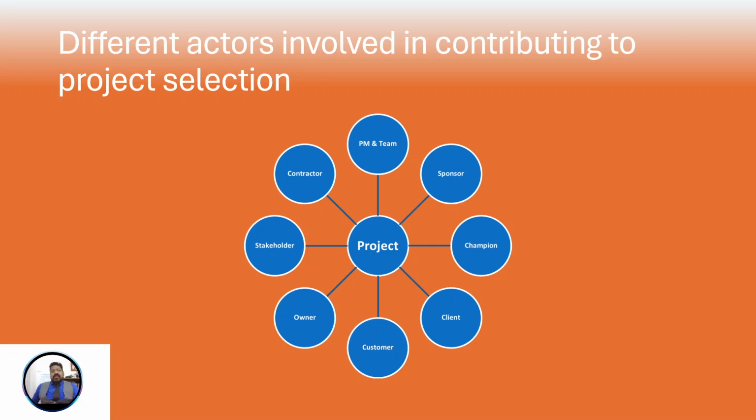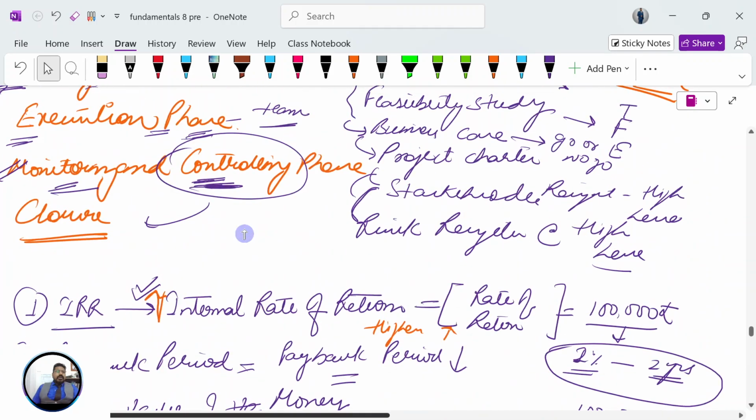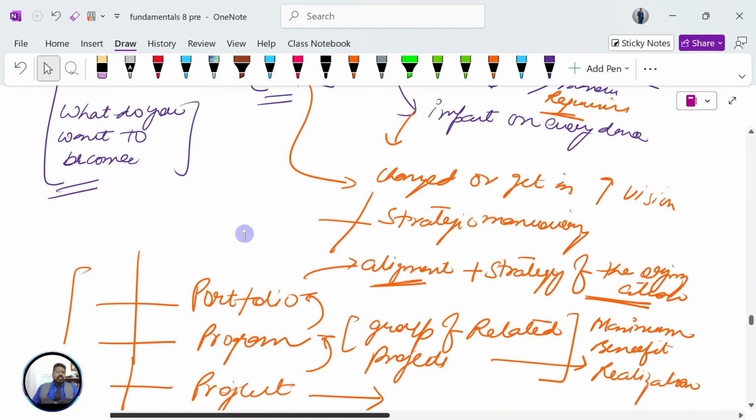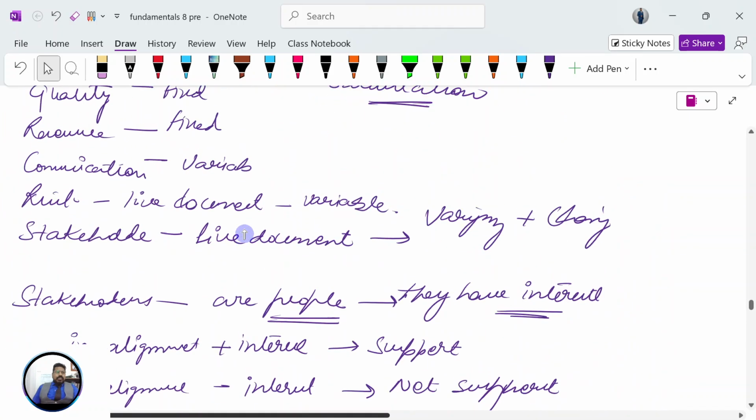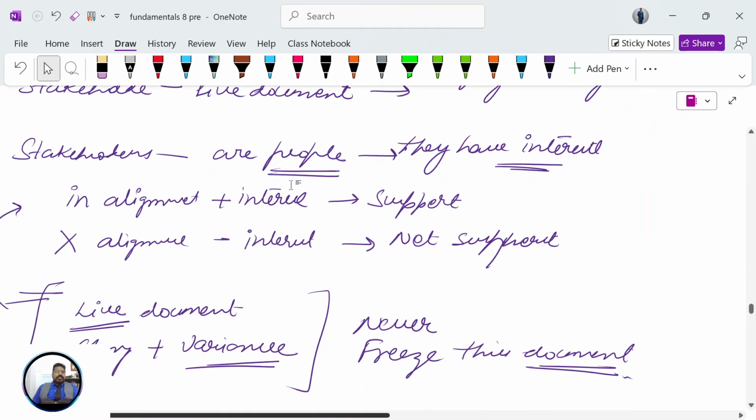Stakeholders are live because they are people, they are humans, and humans have interest. If you are not able to manage stakeholders well, your project may go haywire. So stakeholders are people, they have interest. If their interest is in alignment with the project, which is positive interest, they will support. If the project is not in alignment with their interest, which is negative, they will not support.